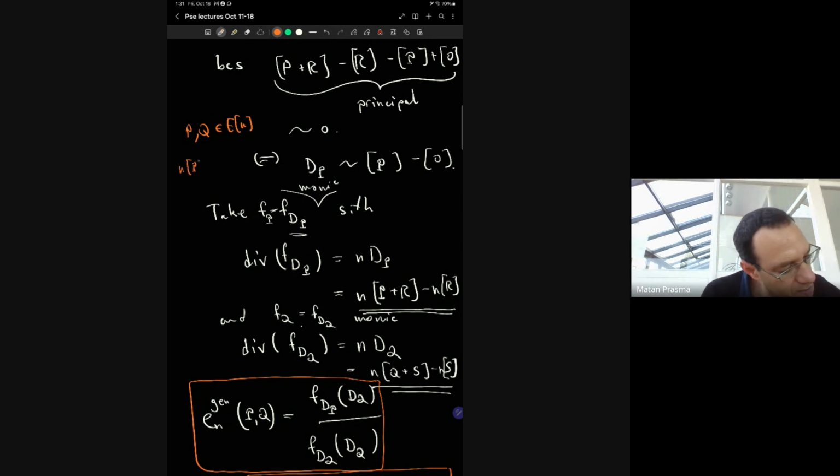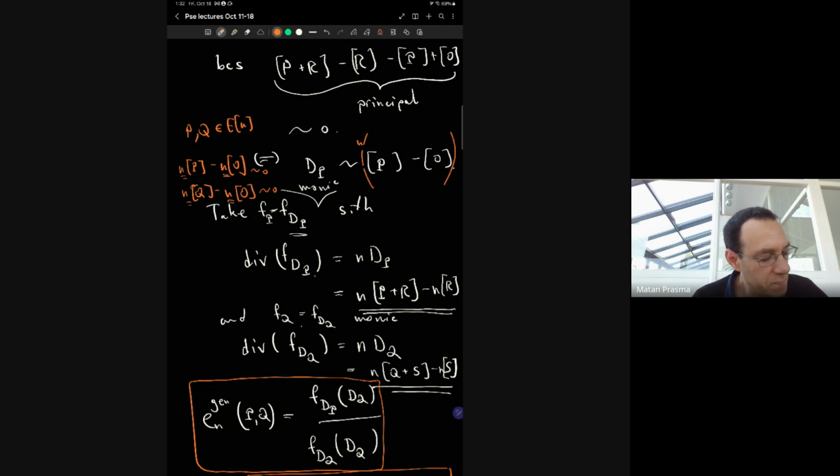So np minus no, and also nq minus no, these guys are principal divisors. I mean, they are equivalent to zero. And the reason they are principal is because, well, obviously the degrees add to zero. And the sum of each of these divisors is zero because NP minus NO is equal to zero since P is an n torsion point. So NDP is like N times this. And this is a principal divisor. So I know that there is a rational function FDP whose divisor is NDP. And similarly, there is a rational function FDQ whose divisor is NDQ.